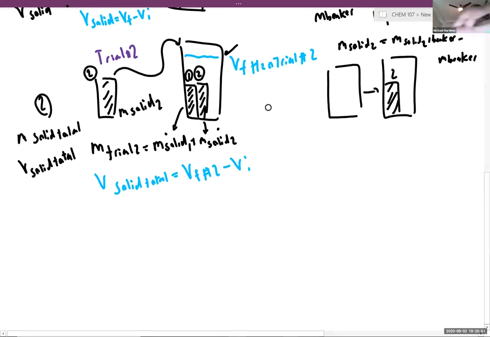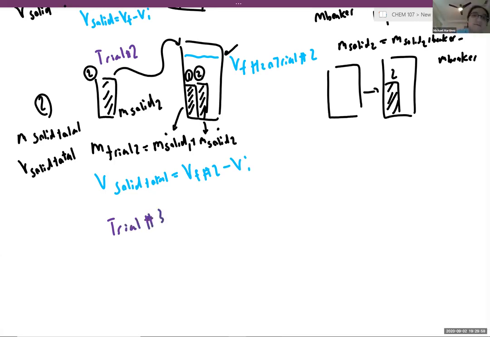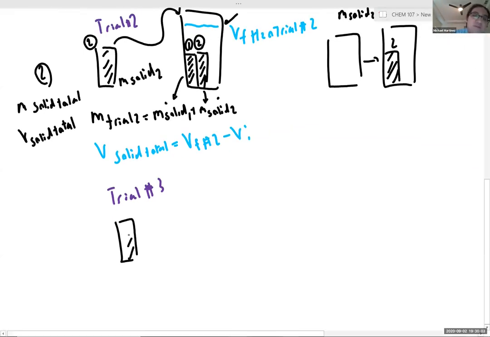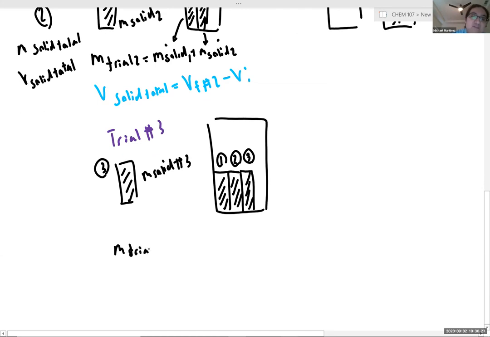Likewise, for trial number 3, this time we have 3 solid pieces. So for trial number 3, we have solid number 3. So we can measure the mass of solid number 3. So in our graduated cylinder, we'd have 3 of our metal pieces. So then the mass for our trial number 3 would be equal to the mass of solid 1 plus the mass of solid 2 plus the mass of solid 3. The water level would rise even further, so we record the final volume for trial 3.